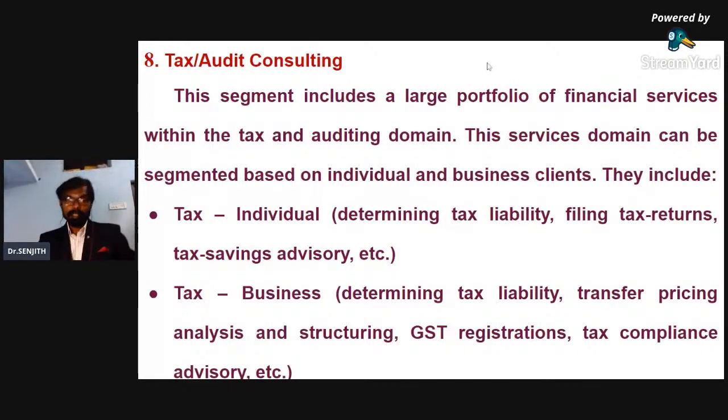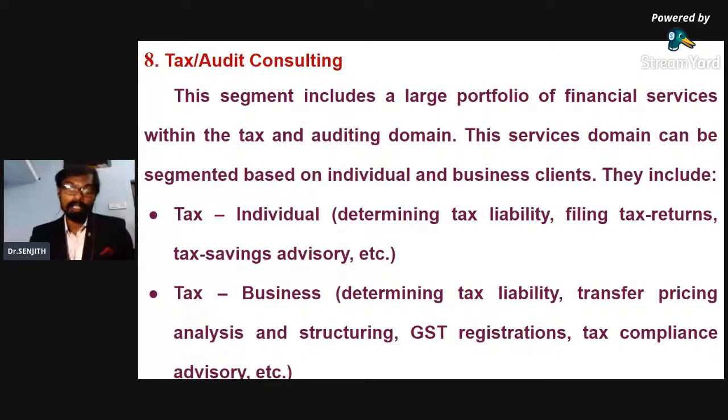And in case of tax consultancy or audit consulting, this particular segment includes a large portfolio of financial services within the tax and auditing domain. This services domain can be segmented based on individual and business clients. They include, for individuals, determining tax liability or filing of tax returns, and tax savings advisory. For business, they include determination of tax liability for the business concern, transfer pricing analysis and structuring, GST, goods and service tax, registration, and tax compliance advisory. So these are all the services offered by tax consultancies as well as audit consultancies, which are also a financial service.